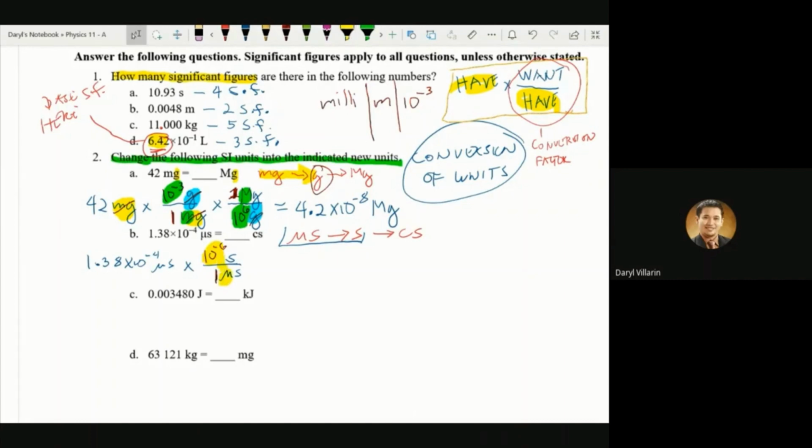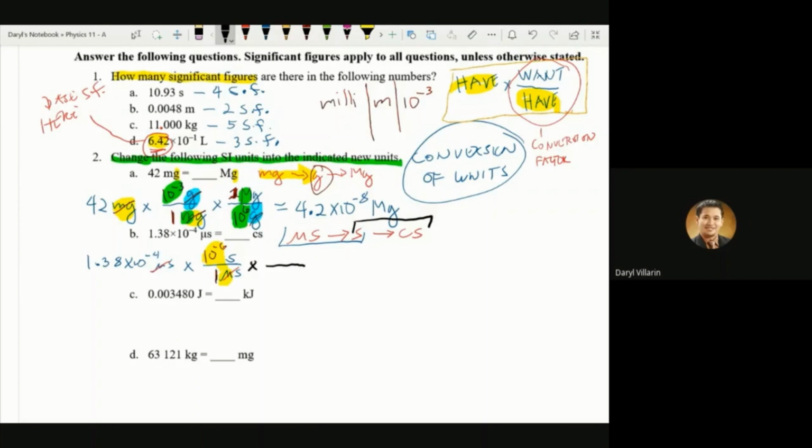10 to the power of -6 means micro. So if I'm going to multiply the two, this should cancel out microsecond, and I get second as my unit. However, I want my unit to be centisecond. So that's my next step, from second to centisecond. This time, I'm going to look at the conversion factor of centisecond and second.